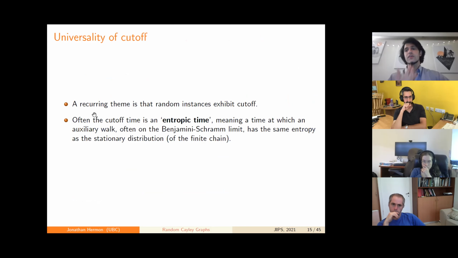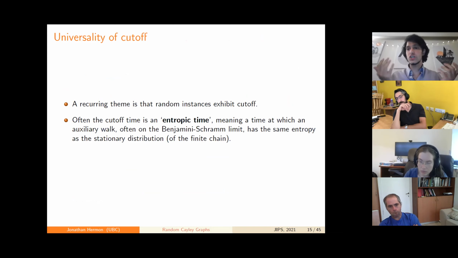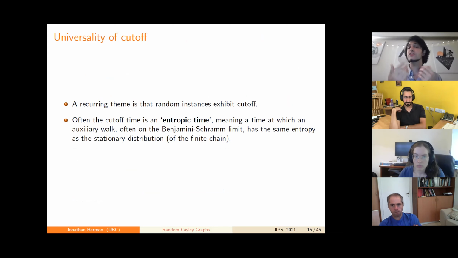A recurring theme in the study of cutoff is that random instances often exhibit cutoff. In our case, looking at a sequence of random Markov chains sampled in some canonical natural way often gives rise to cutoff, or cutoff with high probability. And moreover, the cutoff time usually occurs around a certain entropic time.